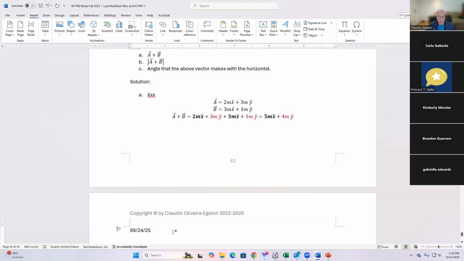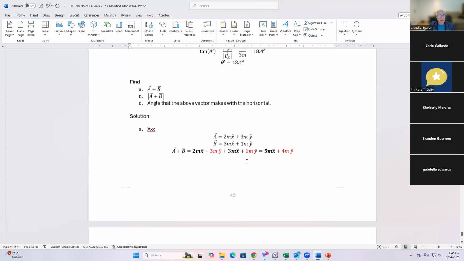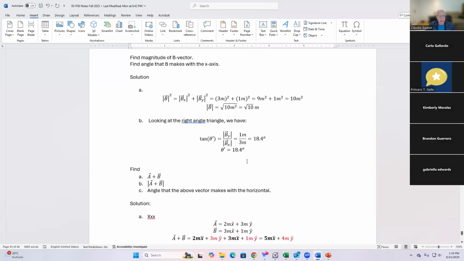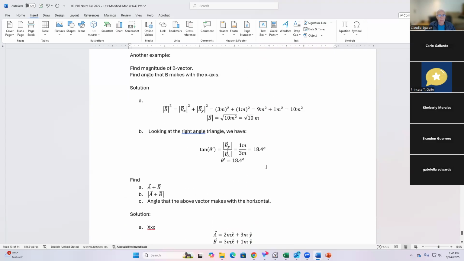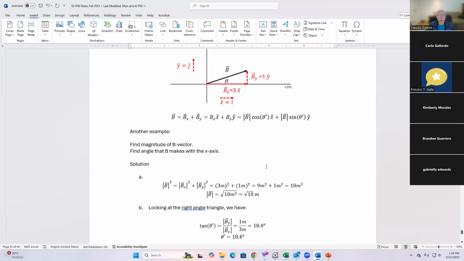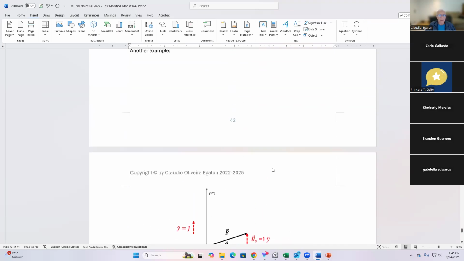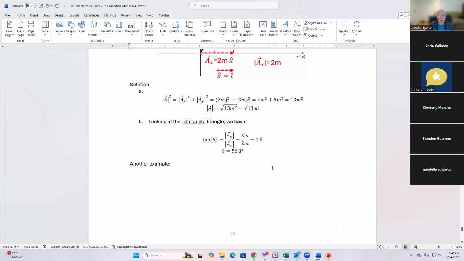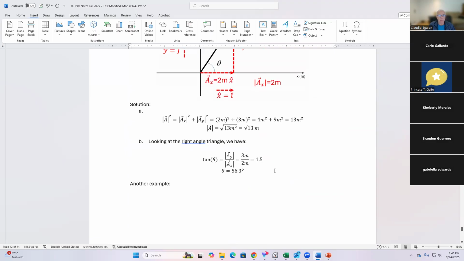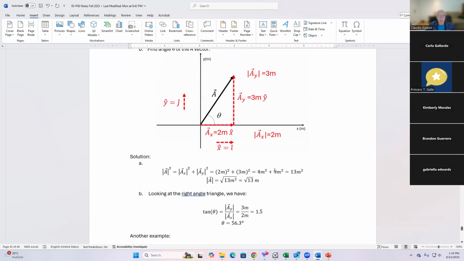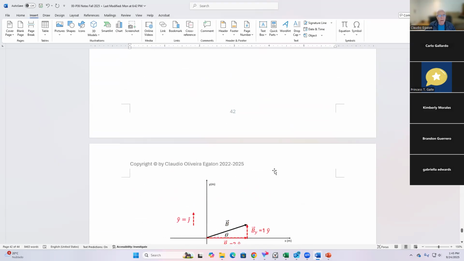Okay, today is September 24th, 2025. And last time we were talking about the components of a vector, Cartesian components of a vector. And that's a much more straightforward way of summing and subtracting vectors, right?